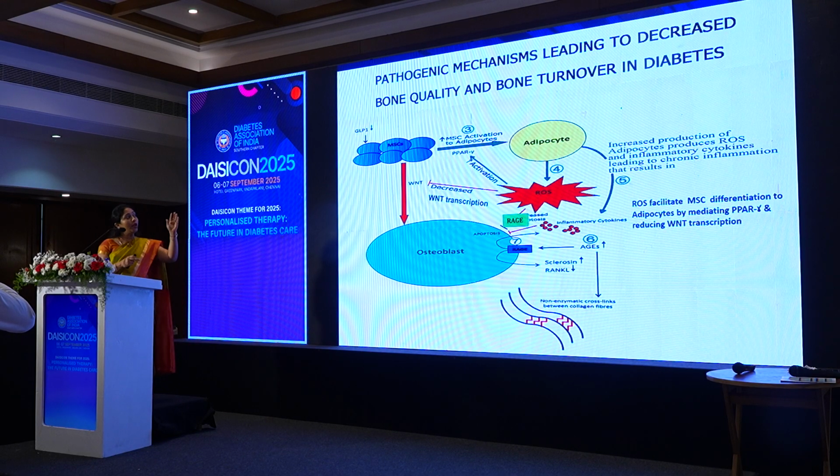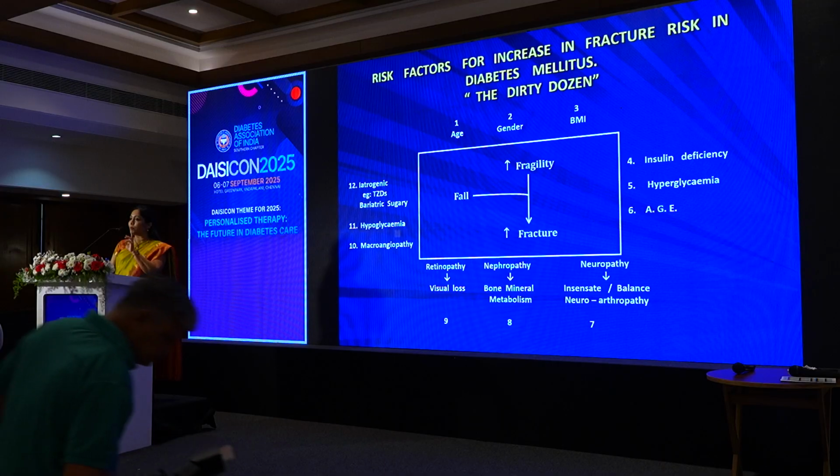Not only that, it also shifts the differentiation of MSCs more towards adipocytes. When that happens, you have increased production of adipocytes and that leads to a lot of ROS. When there is ROS, the cycle repeats itself, and the MSC keeps on going into the adipocytes. In other words, you have a bone which is more into adipocyte differentiation than into osteoblastic activity. So you have, in other words, obesity of the bone in people with type 2 diabetes.